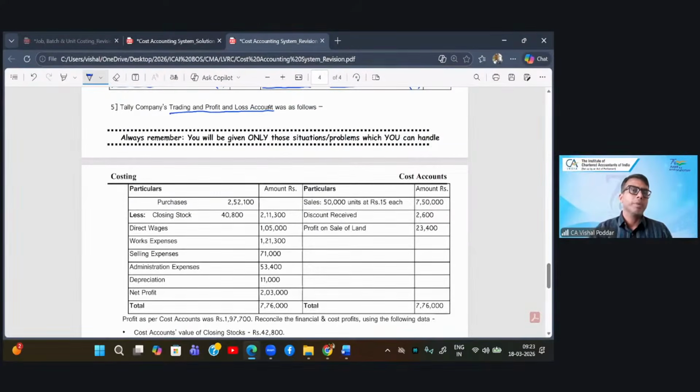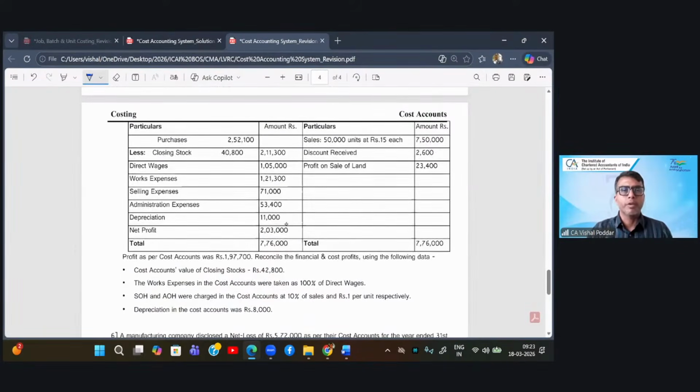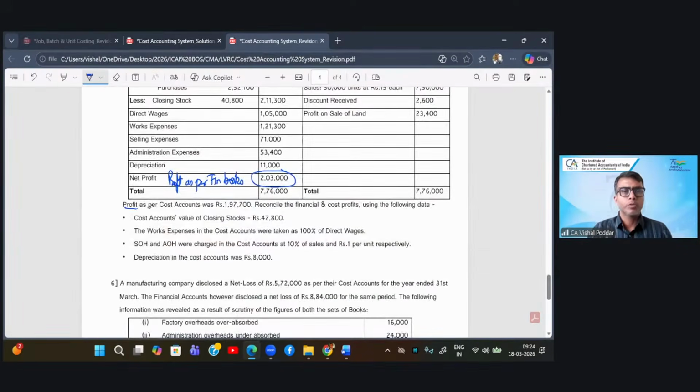You are given the trading P&L account. Now please remember, when trading P&L account is given, this net profit is profit as per financial books, because in trading P&L we are preparing financials. Now they have not given you the differences ready-made. You have to identify the difference using the data given. Now, what is the data given? Firstly, they have also given you profit as per cost accounts. So here both profits are given. So you will get to know at the end of your answer whether your answer is correct or not. Because after reconciliation, if your profit balance is matching with the other profit, it means your reconciliation is correct.